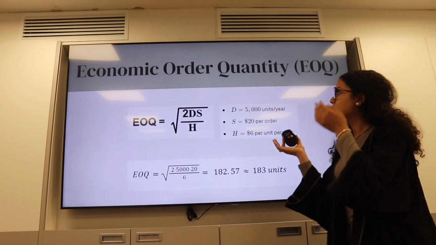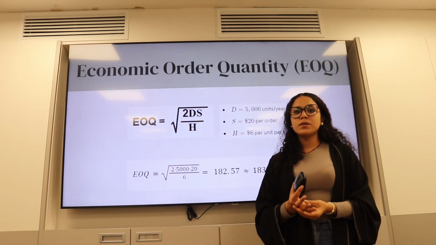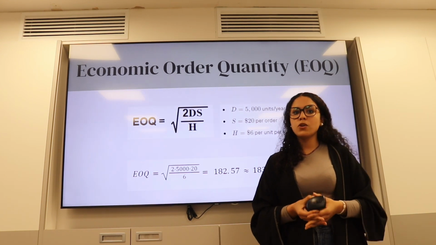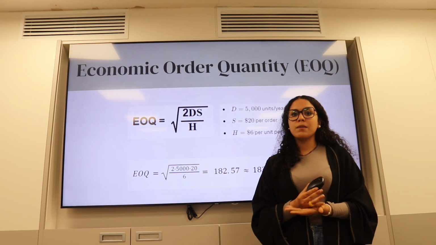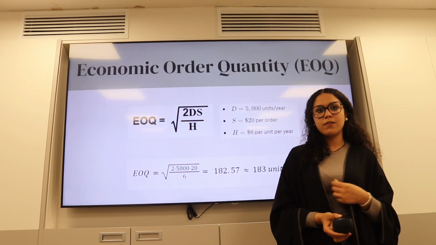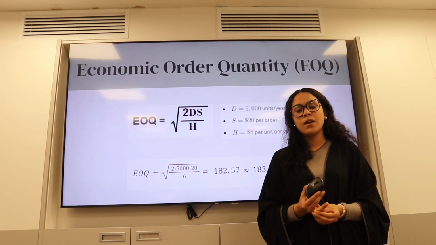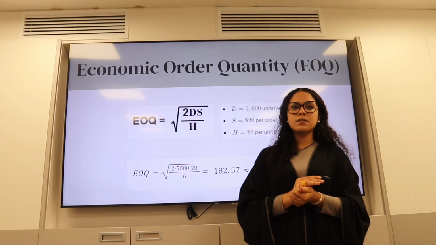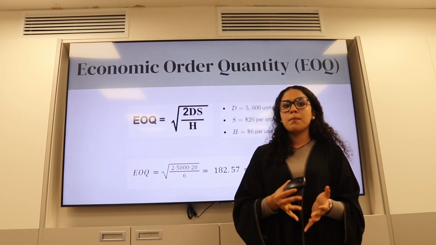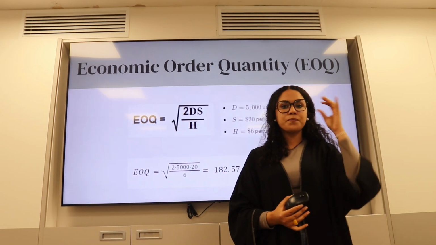Now we're going to calculate the economic order quantity. Effective inventory management is paramount for businesses as it enables them to maintain optimal stock levels while minimizing costs. An essential tool in inventory management is the calculation of the economic order quantity. The EOQ helps businesses determine the most cost-effective quantity to order, balancing inventory holding costs against ordering costs.